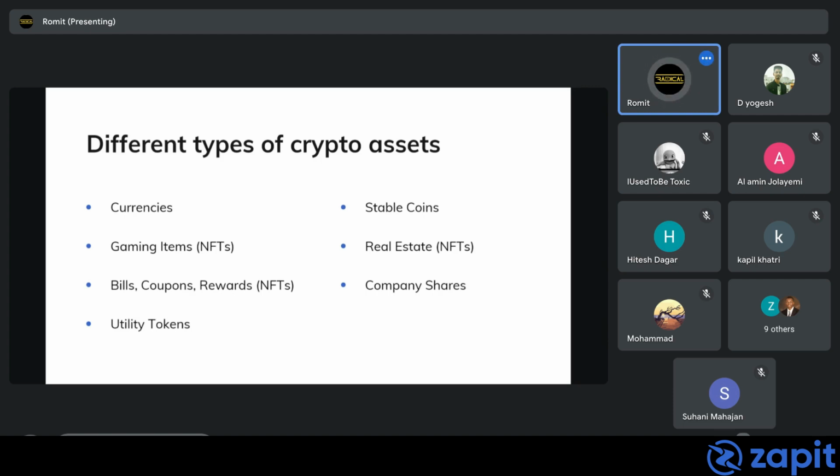You can use crypto assets in the form of bills or coupons or even reward tokens. It can also be used as company shares or equities. Every single stock market asset that we know today can all be converted into crypto assets as well. And they get the benefit of all the advantages that I just mentioned previously. And it can also be used as any other utility token that you can come up with, basically.